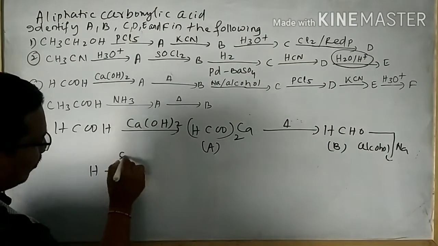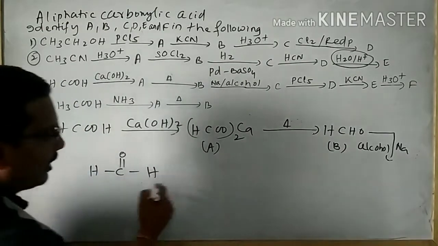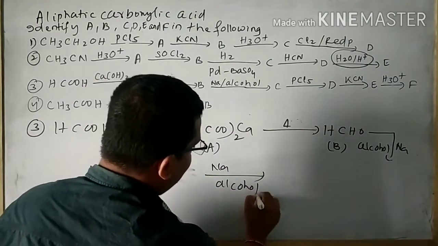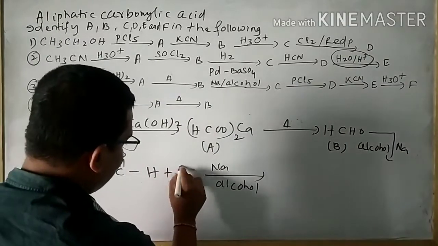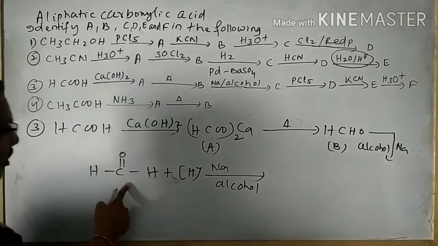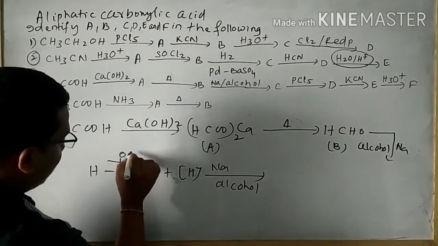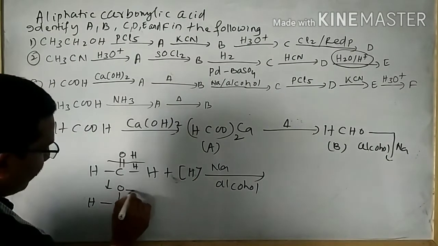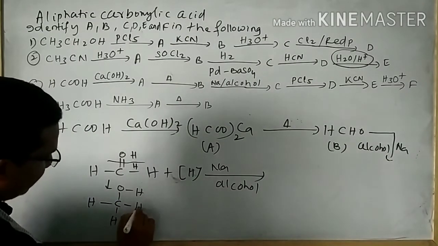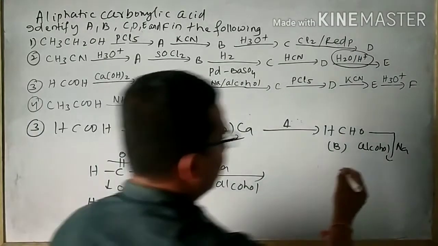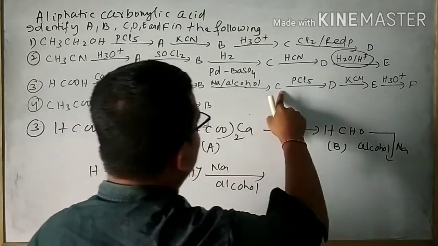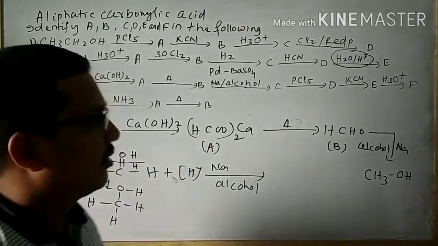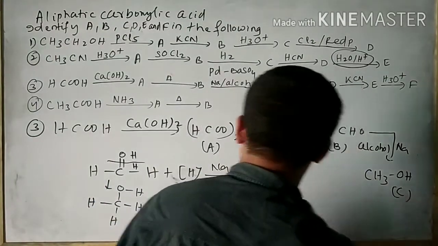H-C double bond O-H is the structure of formaldehyde. When it is subjected to reaction with sodium and alcohol, they give nascent hydrogen to the formaldehyde for reduction. Now it is reduced, and the product is H-C-O-H with hydrogens, which is said to be methyl alcohol. So the product C is methyl alcohol, CH3OH.